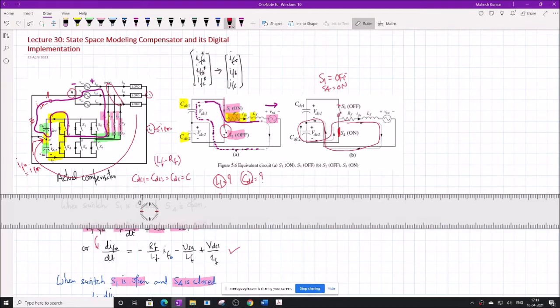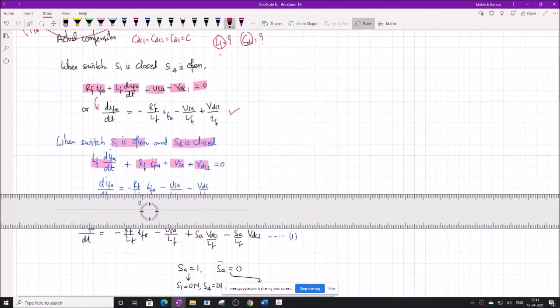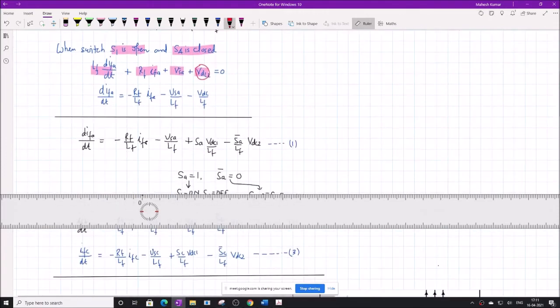So if we write KVL, then drop across this plus drop across this plus VSA drop, comes back here, and this comes as a VDC2 drop, plus to minus. So VDC2 is positive here. Again we rewrite in form of the first order differential equation. This becomes dIFA by dt equal to minus RF by LF IFA minus VSA by LF minus VDC2 by LF. So the minus sign here, and this is VDC2.